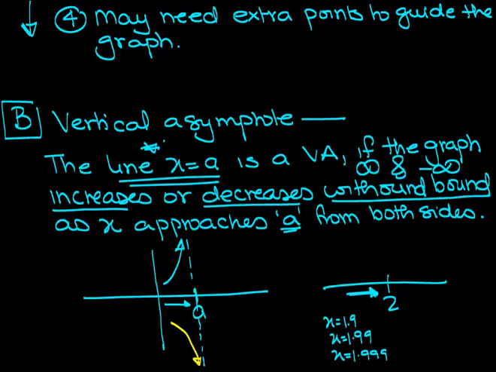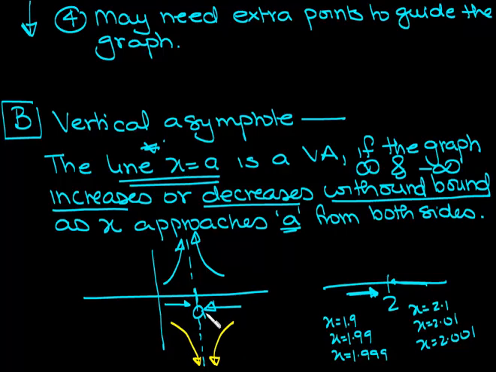Similarly, as you get close to a from the right, in this example I could pick x equal to 2.1, or x equal to 2.01, x equal to 2.001. So you see you're getting closer and closer to 2 as you're walking along the x-axis. Then the function is going to either again increase without bounds, get really big, or get really small.